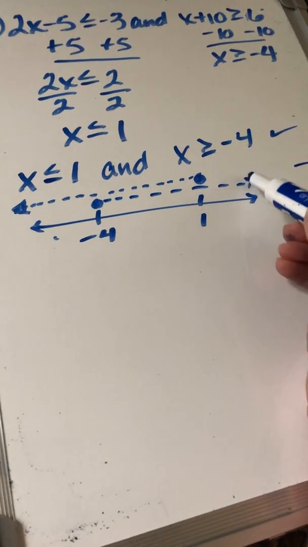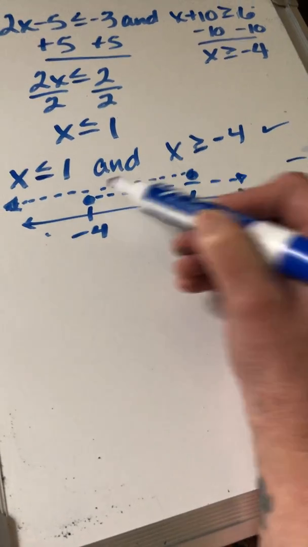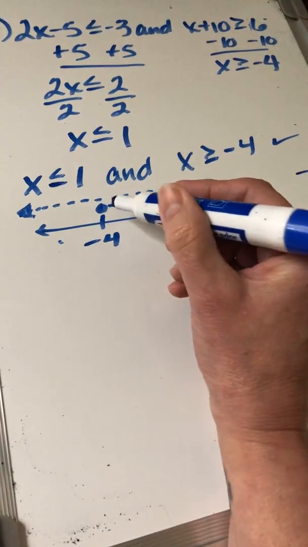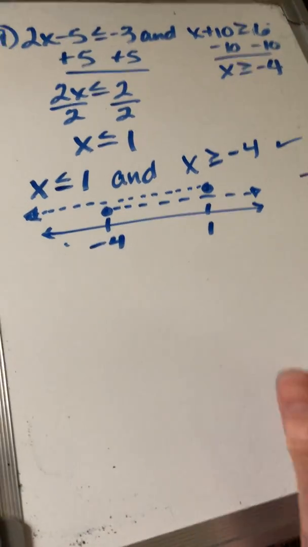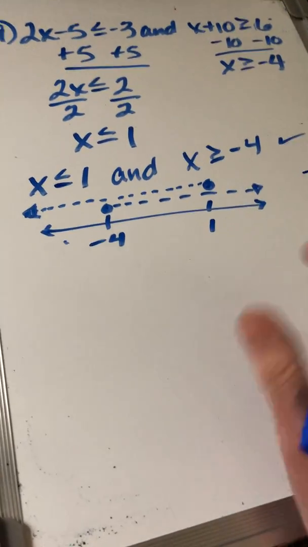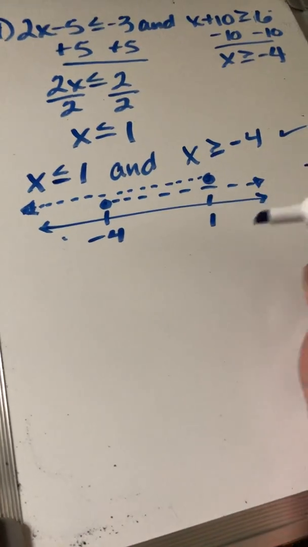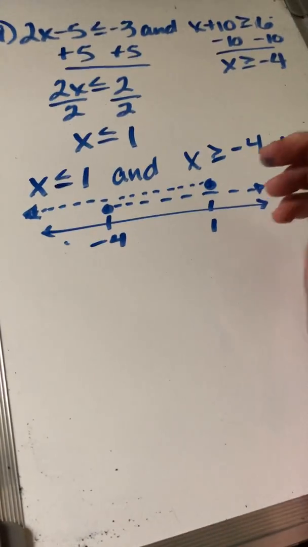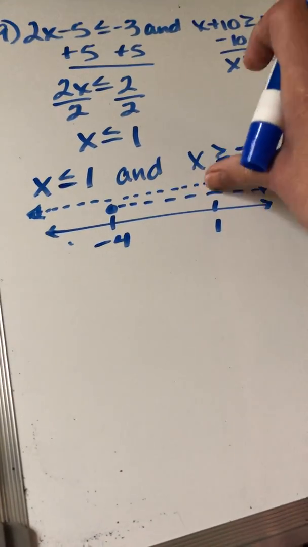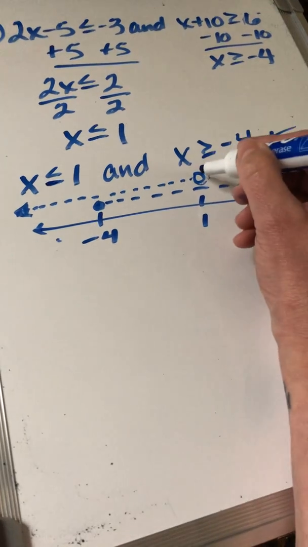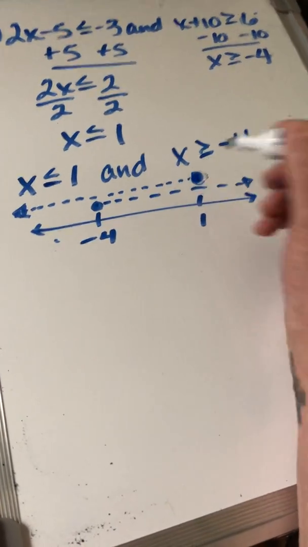Now let's talk about this. This seems trivial, but it isn't. If you graph this on your test with an open circle, then you've given me a wrong answer, because I need -4 to be in this answer, and I need 1 to be in this answer. So if you leave the circle open, then you've excluded 1, and it's a different solution. So be careful about that, please.